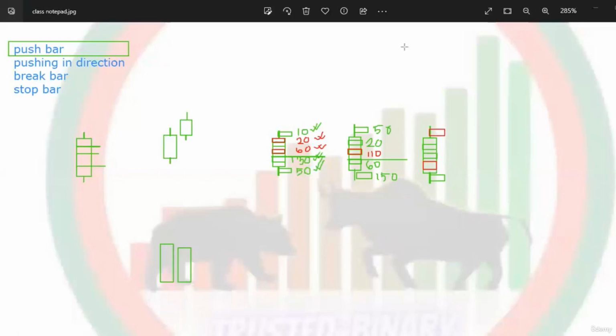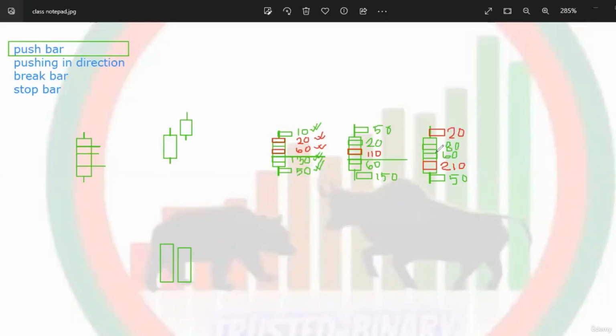Now try to understand this part. Suppose in this candlestick the volume is like 2, 1, 0. And here the volume is like 50. Here 60, 80, then 20.